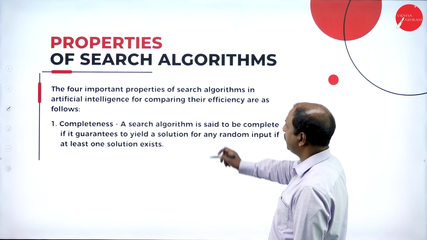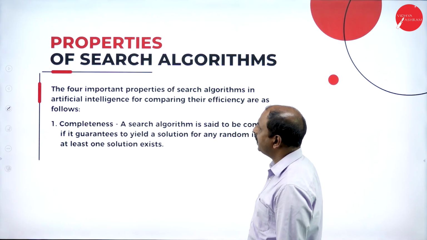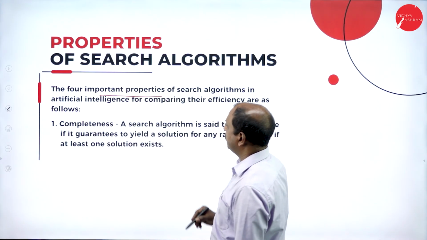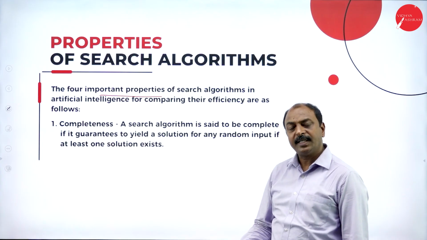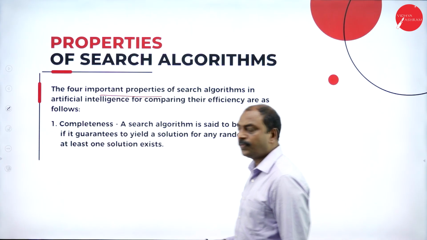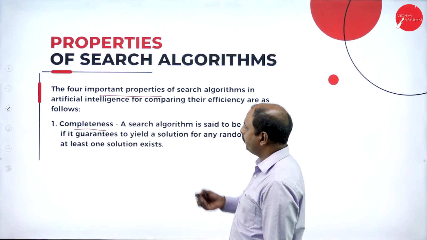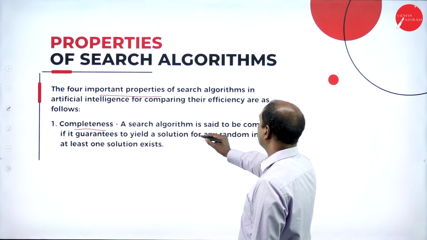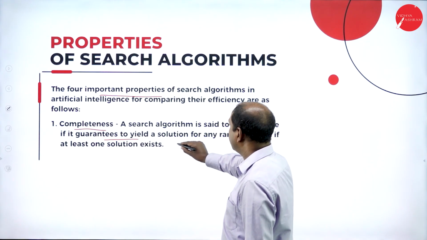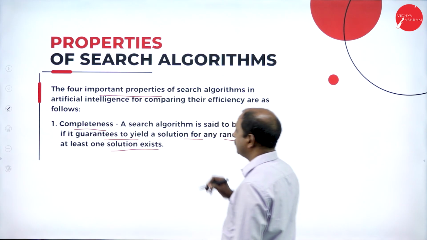In the next slide, we will see the properties of search algorithms. In other words, we can say these are the four important properties, nothing but the components or the factors or criteria we use in a search algorithm. So first one is completeness. What is completeness? A search algorithm is said to be complete if it guarantees to yield a solution for any random input, if at least one solution exists.